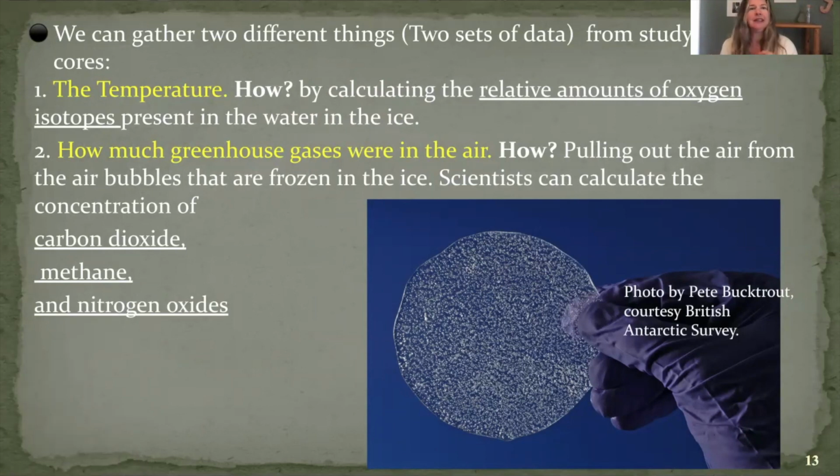That's really funny. How much greenhouse gases were in the air? How? By pulling out the air from the air bubbles that are frozen in the ice. So they take in thin little needles, they extract the air that's been frozen in time from millennia ago, and they analyze that information. They can tell what greenhouse gases were in the atmosphere from that time that's been frozen in ice all that many years ago. Isn't that crazy? Anyway, I love this stuff.